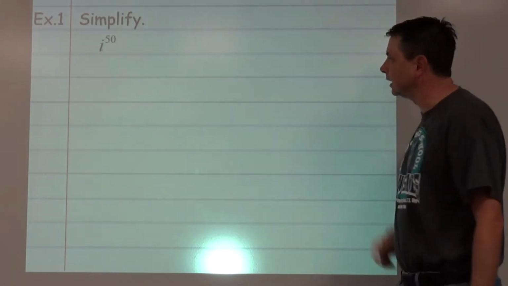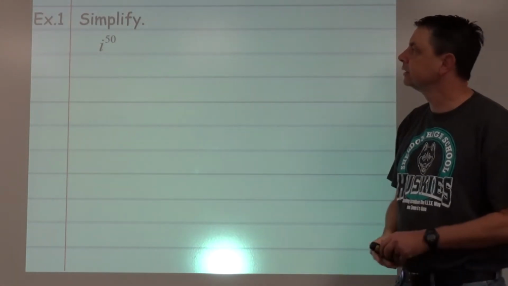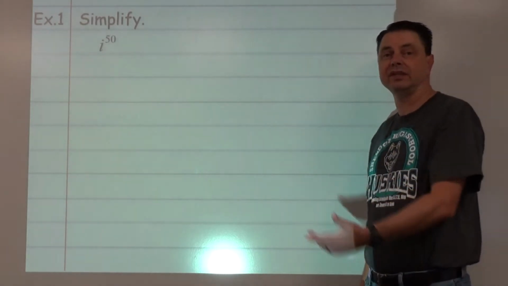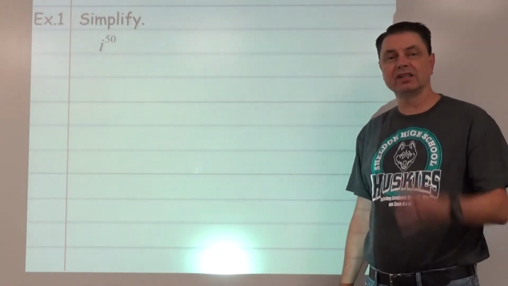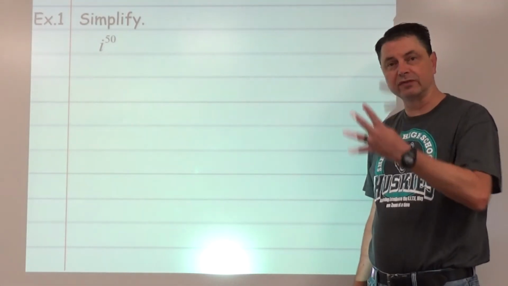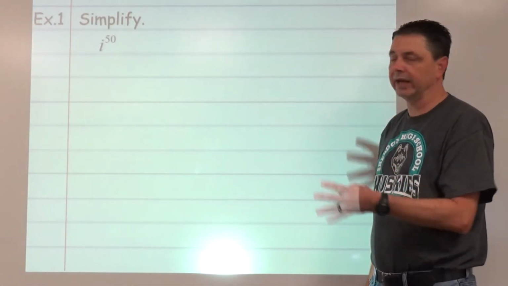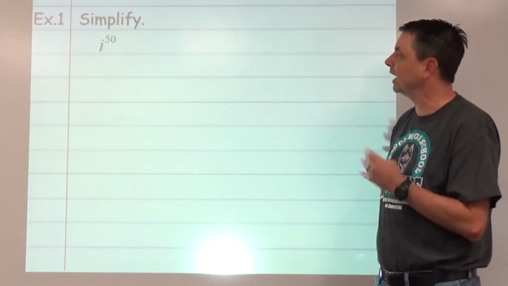Use this idea to simplify i to the 50th power. What we're going to do is take advantage that it is a cycle of 4 different answers, and it repeats that way in a predictable pattern.